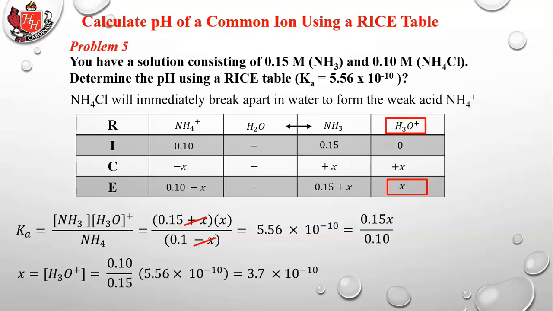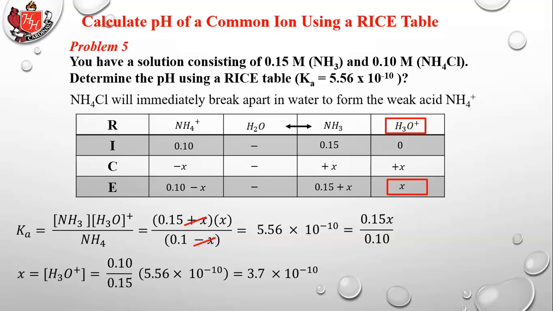Okay, so X equals the hydronium ion concentration. That's what we're interested in if we're trying to get to pH. We want to know the hydronium ion, so it's the value of X. So that's simply going to be 0.1 over 0.5. I just multiplied both sides by 0.1 divided by 0.5 times 5.56 times 10 to the negative 10th, and then you get 3.7 times 10 to the negative 10th. So that's your hydronium ion concentration.